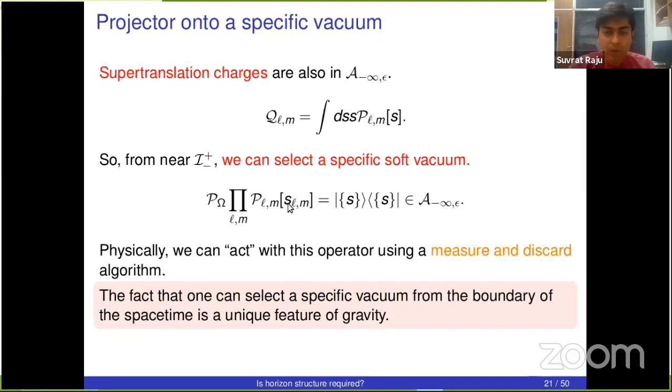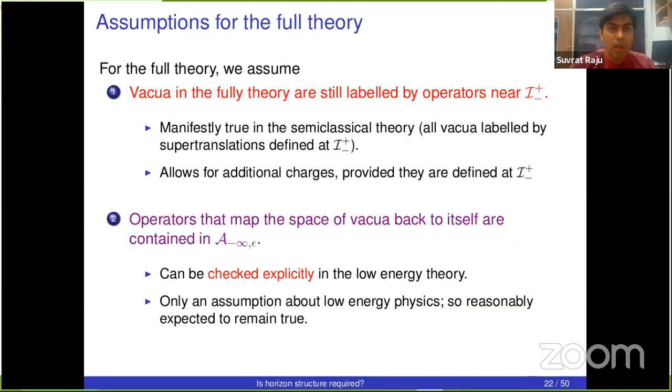And this is the part which is very special to gravity. The fact that you can actually select a specific vacuum from the boundary of the spacetime, from near the boundary of the slice of null infinity, is a unique feature of gravity, and it would not be true in any other theory. Okay, so now I have to assume something about the full theory.